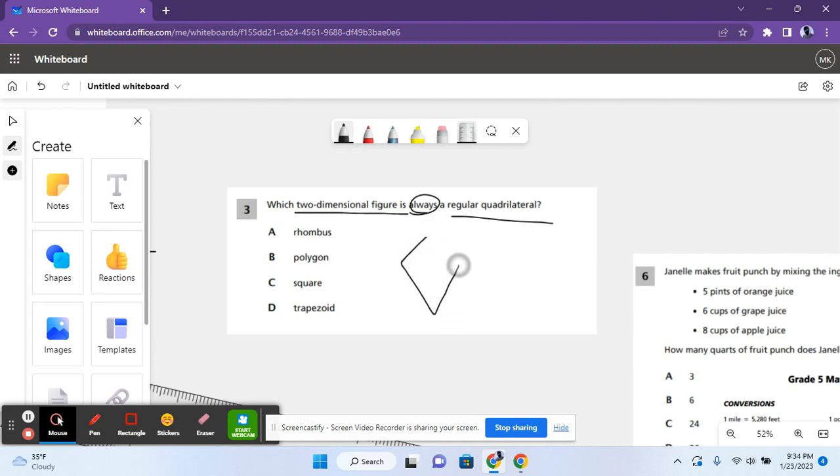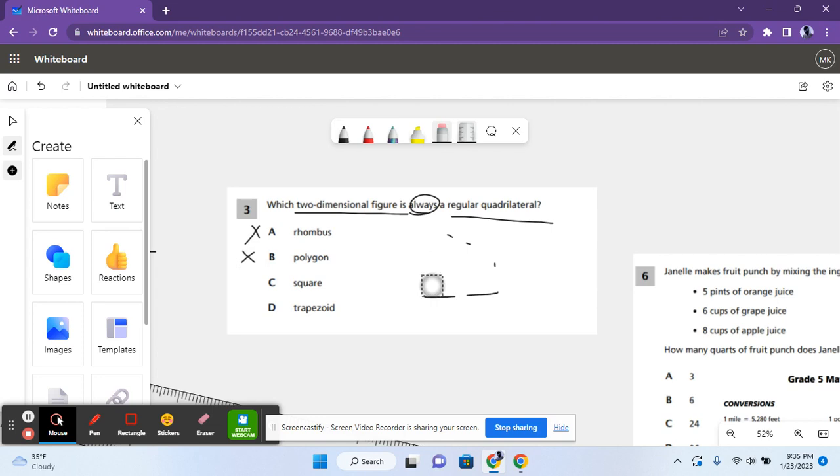Rhombus. A rhombus is this. As you can see, the sides are not equal and neither are the angles because these two angles on the top and bottom, they are acute and the two angles on the side are obtuse. So A is not a correct answer. For B, it says polygon. A polygon could be five sides. It could also be a rhombus, so it's not always a regular quadrilateral.